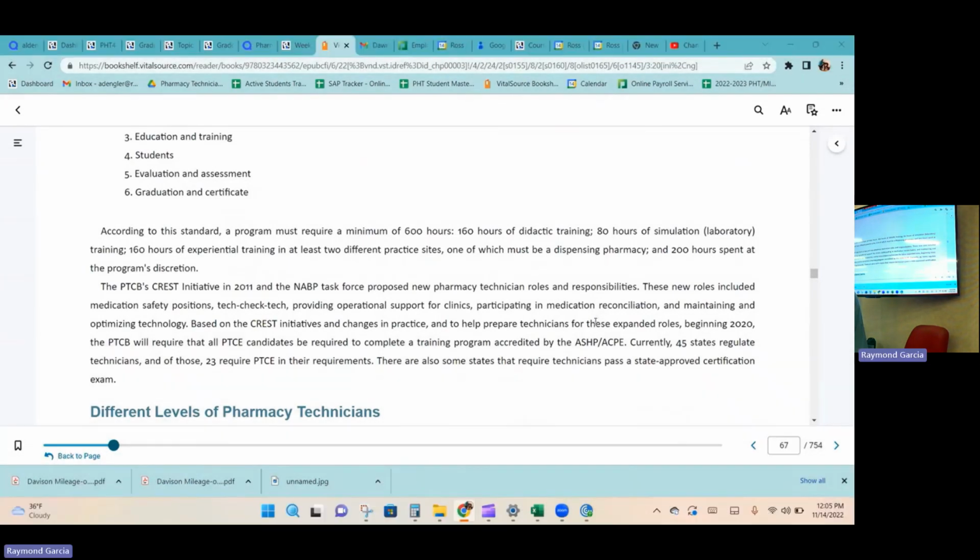According to our standards, a pharmacy program must require a minimum of 600 hours: 160 hours of didactic training, 80 hours of simulation, 160 hours of experiential training, and at least 2 different practice sites. So this has changed a little bit since this book was written.